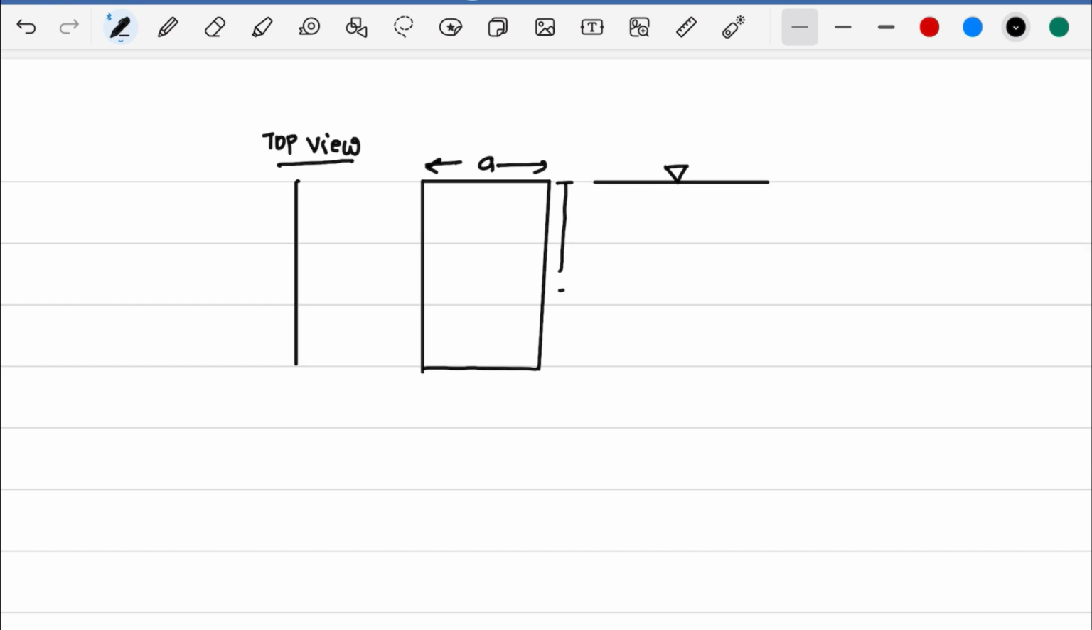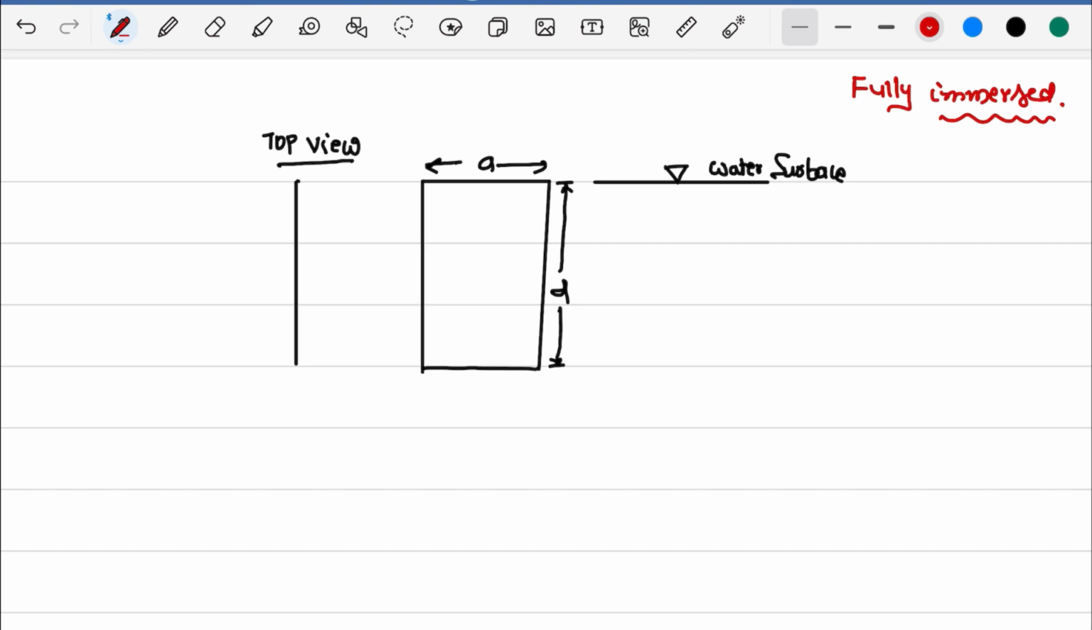And D is the depth of that surface. That depth is coinciding with the water surface. The water surface either should be coinciding with the top surface of the rectangular surface or above it. Then only we can call it immersed, fully immersed. Please remember these words. I have explained these conditions in the previous lecture. Please view my previous lecture.